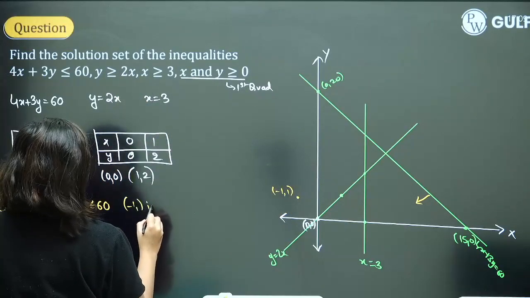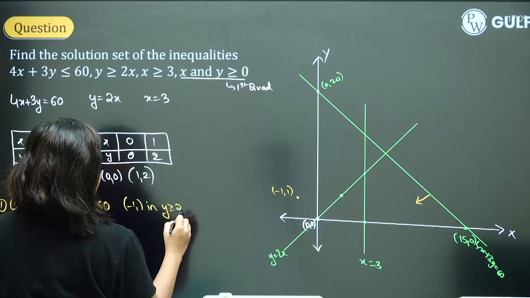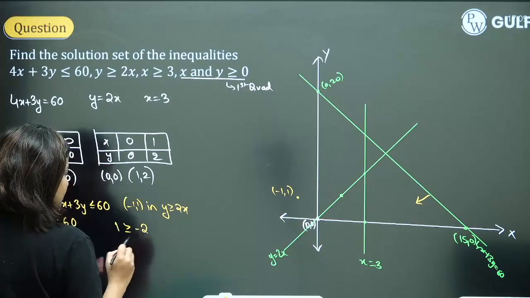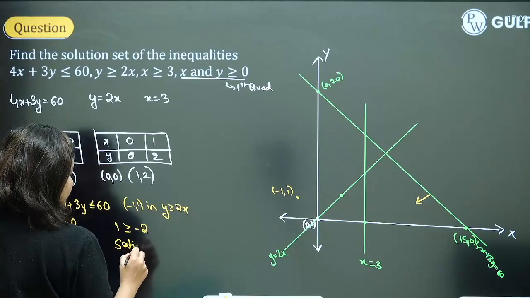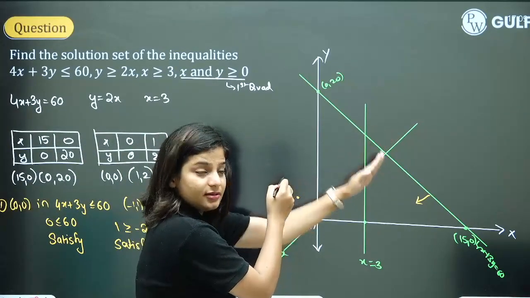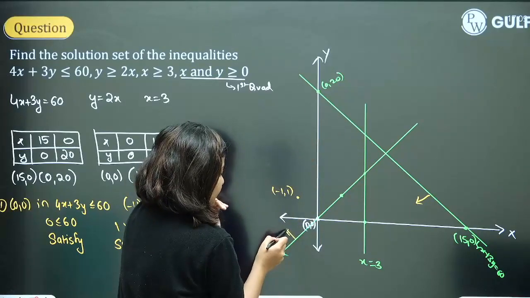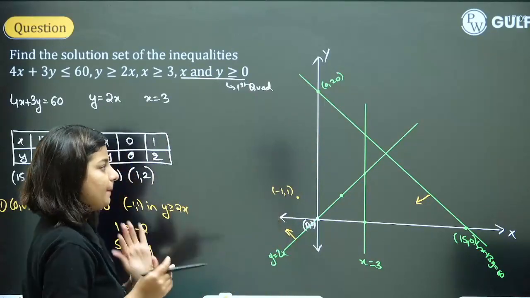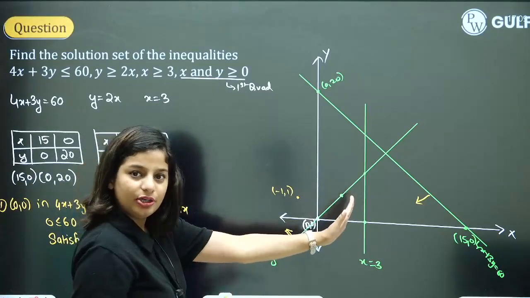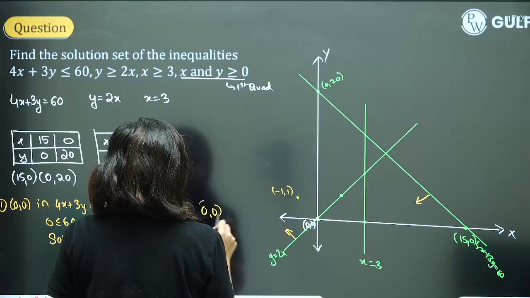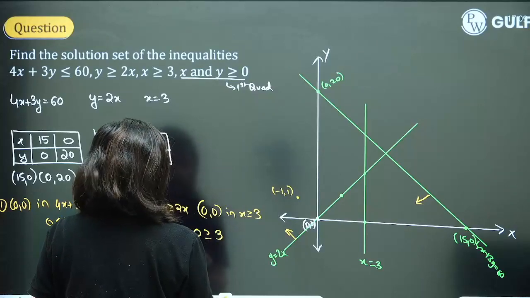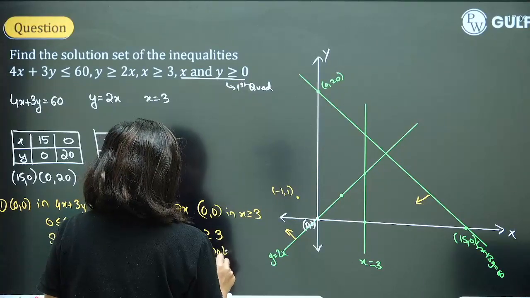Minus 1, 1 if you substitute in y greater than equal to 2x. 1 greater than equal to minus 2. Is 1 greater than equal to minus 2? Yes, satisfy. So for this line, where is the solution? This point satisfies. The solution is towards this point. Okay. Next, for third line, x greater than equal to 3. I'll put 0, 0 in x greater than equal to 3. 0 greater than equal to 3. Is it true? No. Does not satisfy.